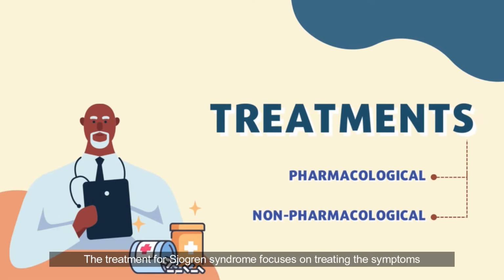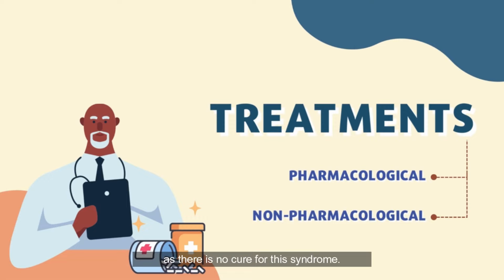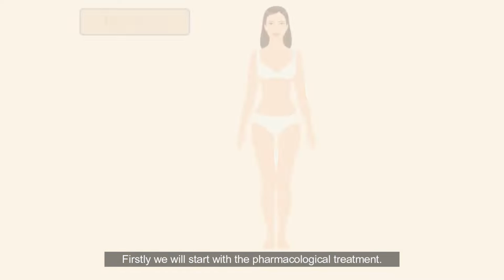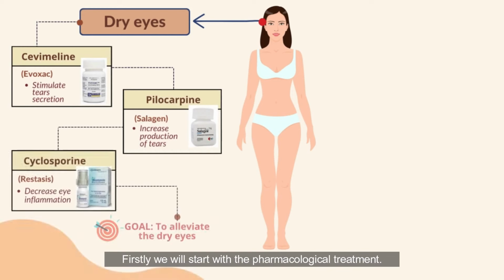The treatment for Sjogren's syndrome focuses on treating the symptoms as there is no cure for this syndrome. Firstly, we will start with the pharmacological treatment. For treatment of dry eyes, drugs such as cevimeline, pilocarpine, and cyclosporine can be used to alleviate the condition. Cevimeline can stimulate tear secretion while pilocarpine increases production of tears and cyclosporine can decrease eye inflammation.